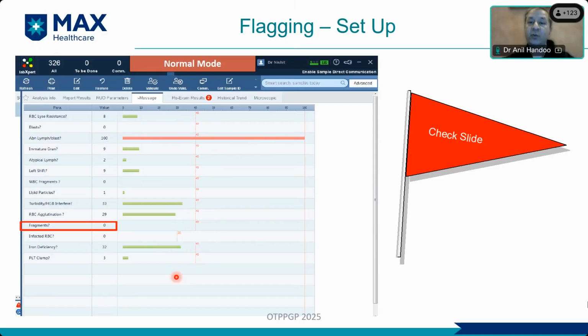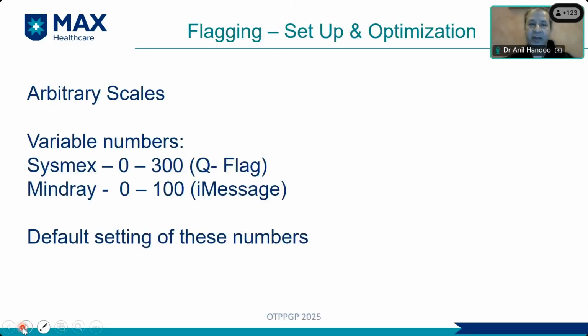So the point I'm trying to make is that this activity, in this analyzer or any analyzer for that matter, should be done by the people who are actually operating the analyzer, and by that I mean you and me. In my lab, I am involved in making sure that my flagging is optimal for my system. So this is called flag optimization and needs to be done by everyone.